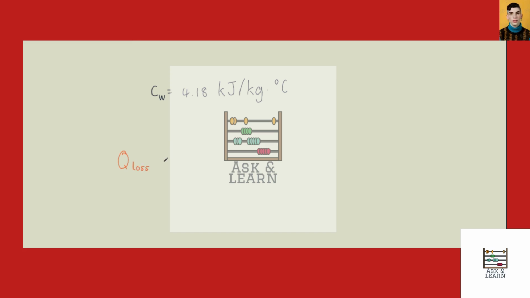The first thing we'll do is calculate the heat loss from the room in a 24-hour period. So we'll call this Q subscript loss, which is equal to 6,000 kilojoules per hour times a period of 24 hours. And so we get the heat loss in one day, 24 hours, to be 144,000 kilojoules.